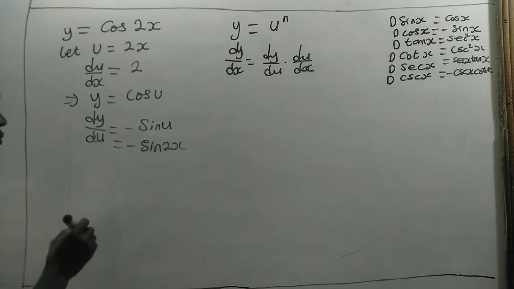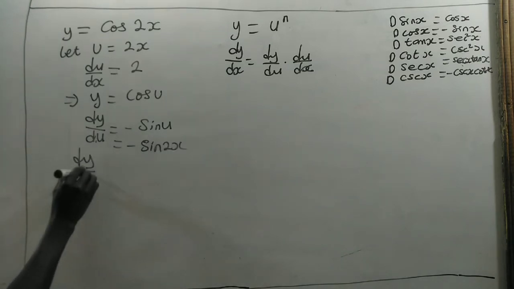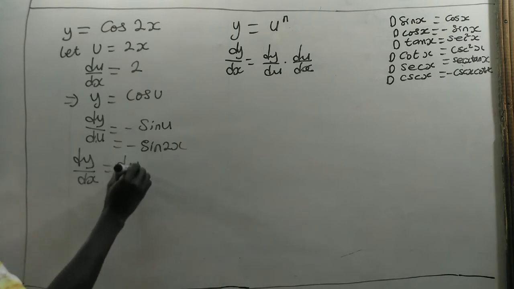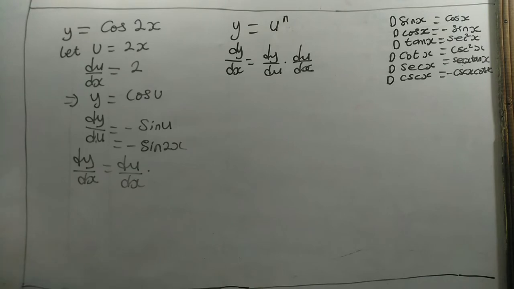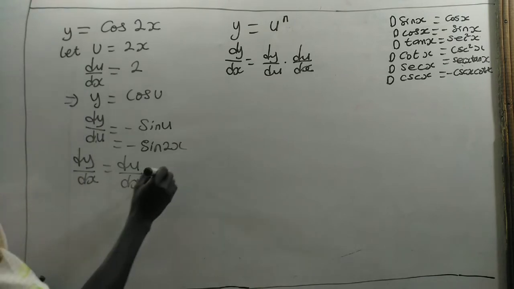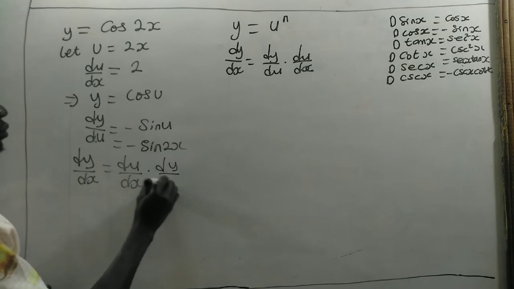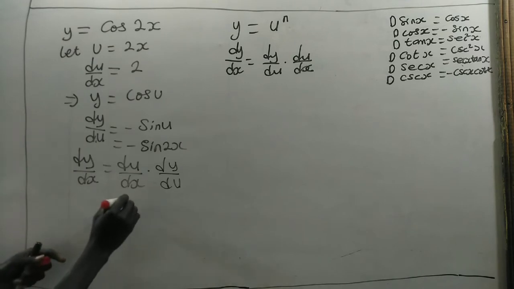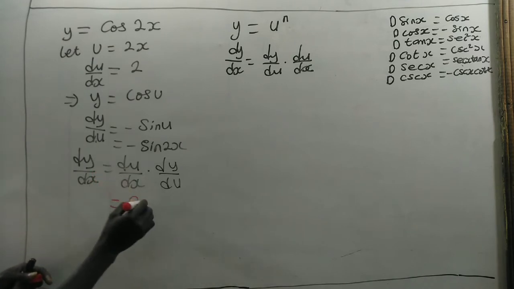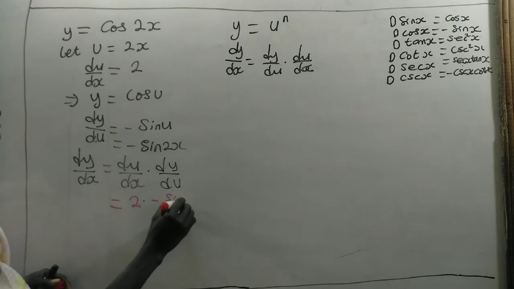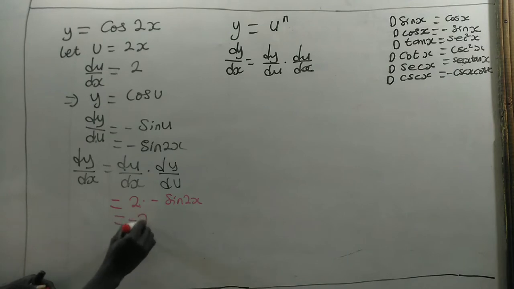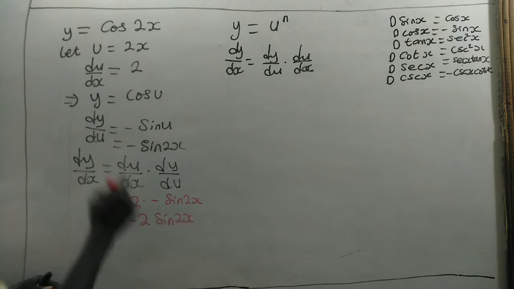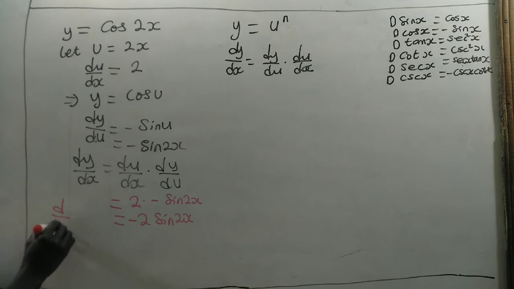sine 2x. And now we are going to have the derivative of y with respect to x is equal to the derivative of u with respect to x times the derivative of y with respect to u. So this will give us 2, that is du/dx, times negative sine 2x, and this will give us negative 2 sine 2x as the derivative of cosine of 2x with respect to x.